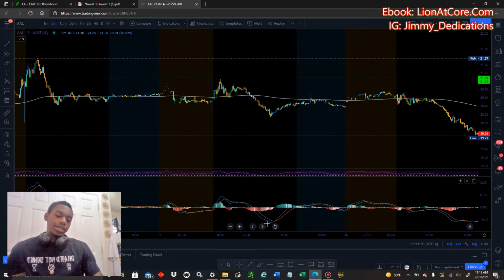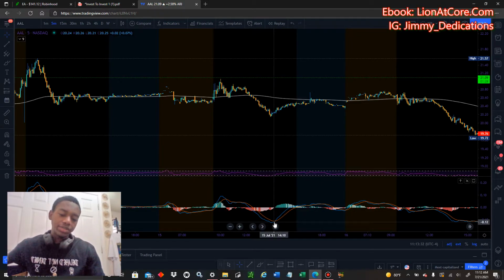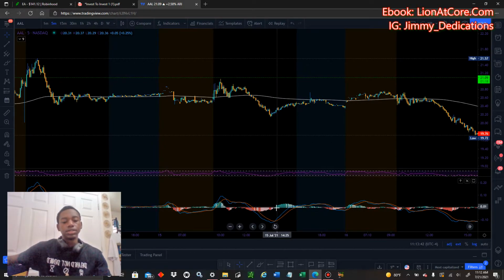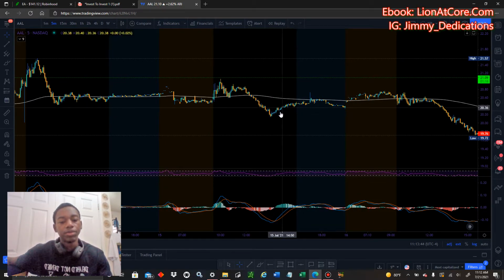But then you also see the line cross. That means that momentum shift, like really shifted. And yeah, the same here. It went from white red to green. So that shows another momentum shift.